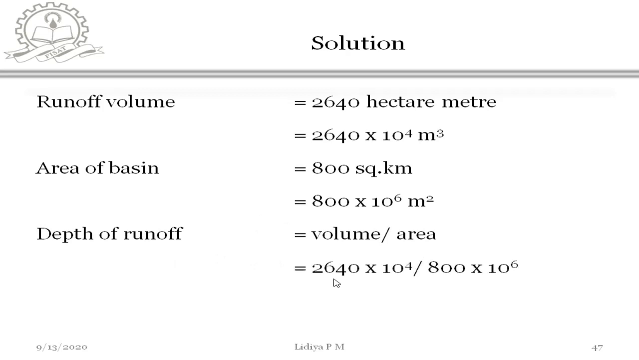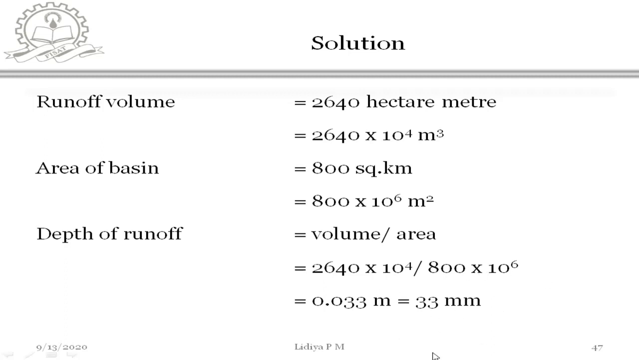So you will be getting 2640 into 10 raised to 4 divided by 800 into 10 raised to 6. So you are getting 0.033 meter. We are converting that into mm, that is, we are getting 33 mm as depth of runoff. Okay, 33 mm as depth of runoff. So keep this value in mind.